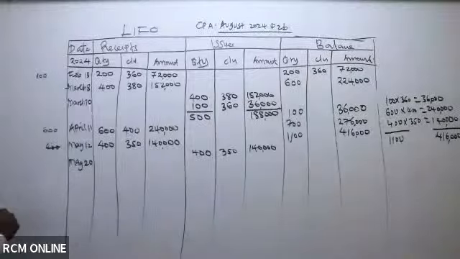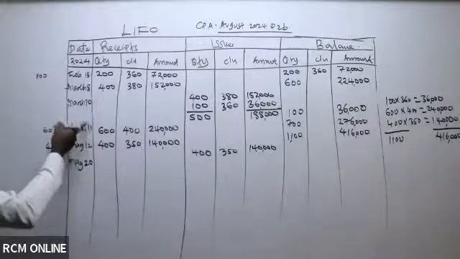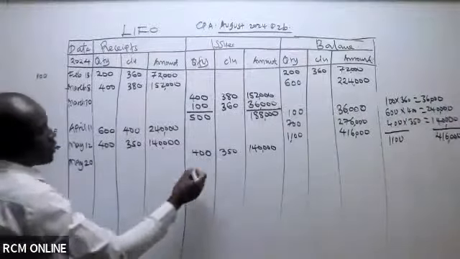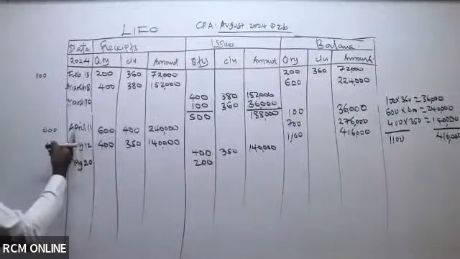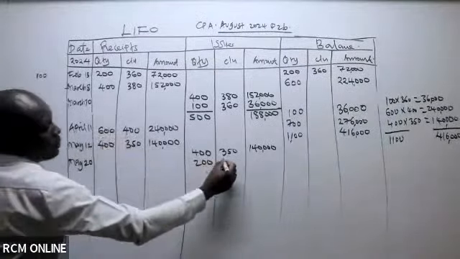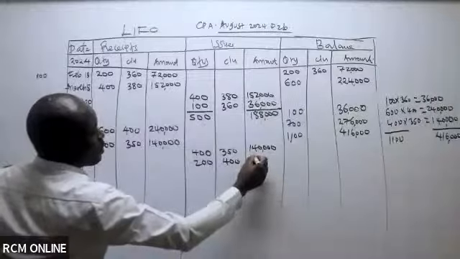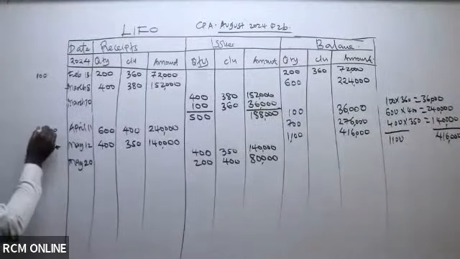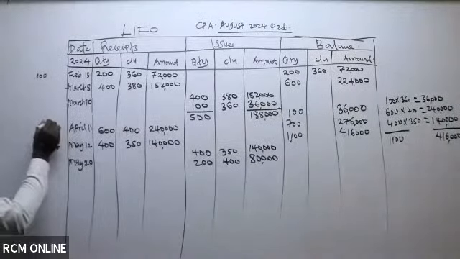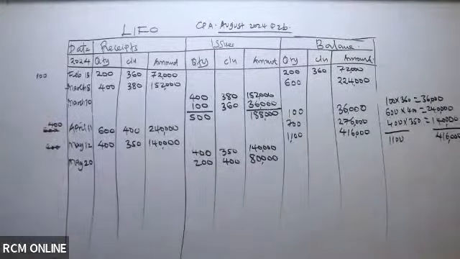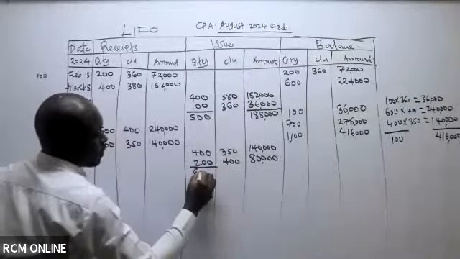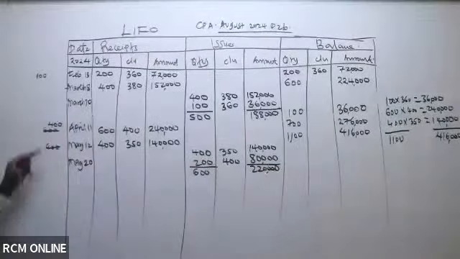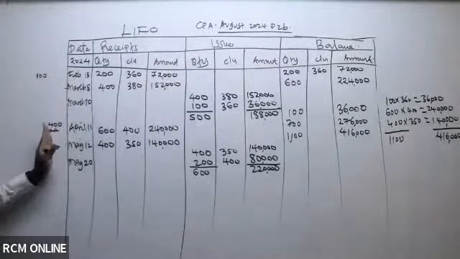Then I need to get 200. Where will I get 200 from? Is it from April 11th or February 13th? April, right? So I will get the 200 here from what was brought in April at 400. So that will give me 80,000. Good. From this 600, I've only taken 400. So I'm having a balance of how many units? 400. So add this to give us 220,000.